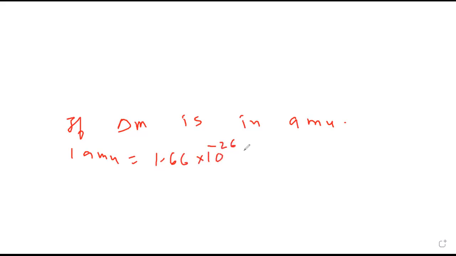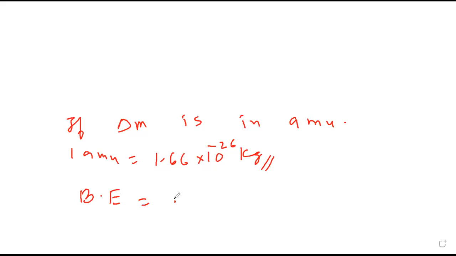If delta M is in AMU, that is atomic mass unit, or u, which is called unified unit. This is nothing but mass of 1/12 of a carbon C12 atom. This is called 1 AMU. 1 AMU is 1.66 into 10 raised to minus 27 kg. We need not remember all this. Just for your understanding, I'm telling.